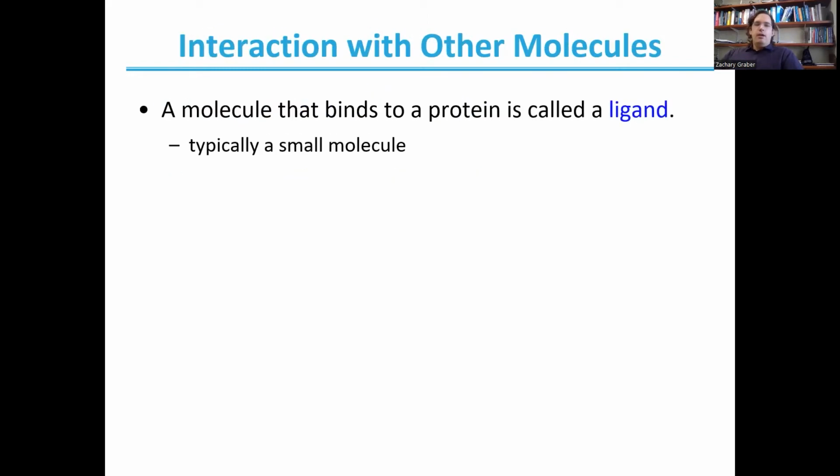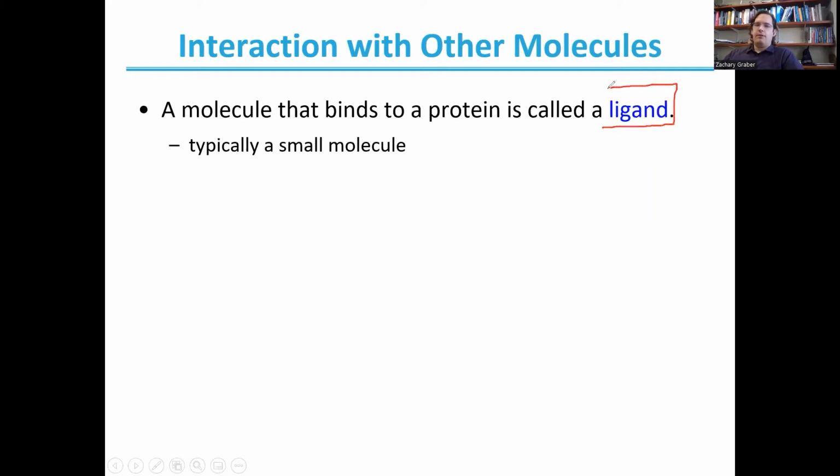Now, for many of these different protein functions, they require that our protein bind to a target molecule. So whether you're storing something or transporting something or catalyzing a reaction, in every case, you're going to have to interact with something else in order to carry out that specific function.